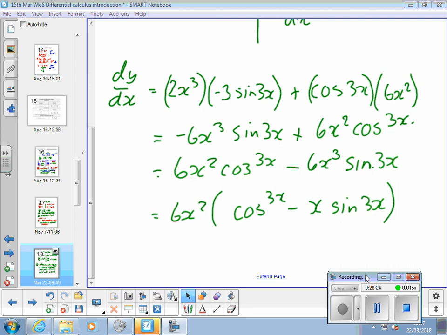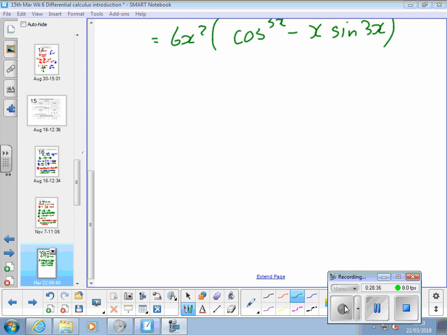So are you okay with that? I'm going to give you about another 5 minutes to have a go at the second one, and then we're going to have to move on to the quotient rule, because otherwise we'll get behind.